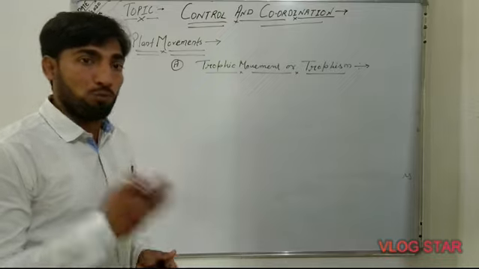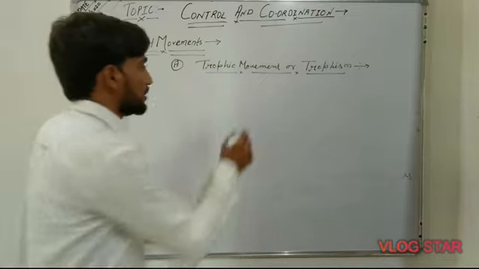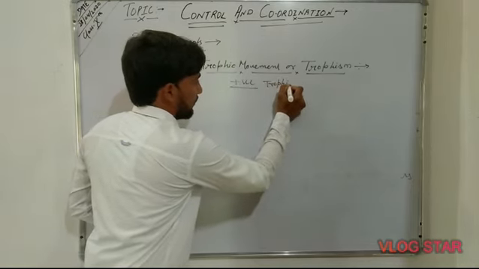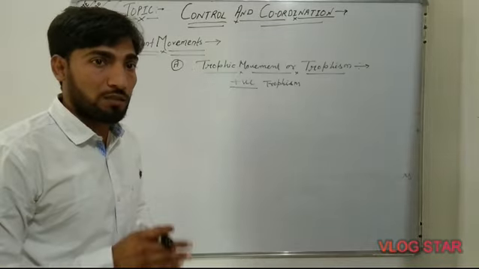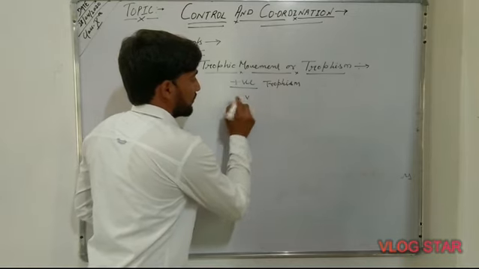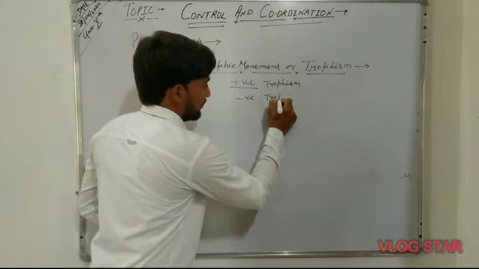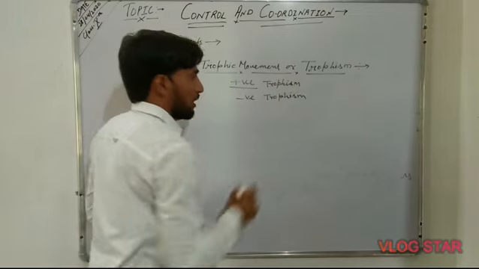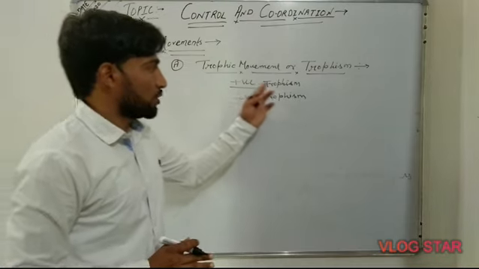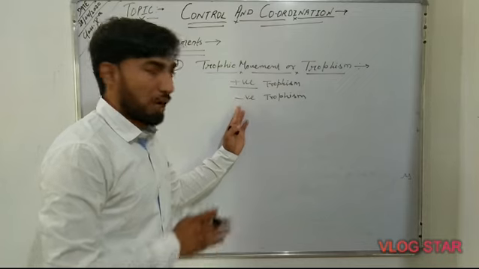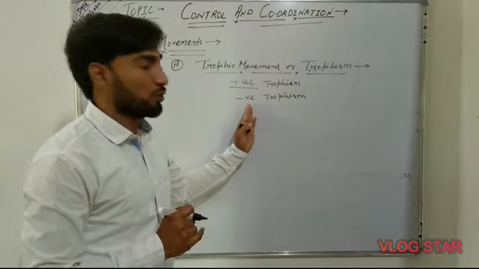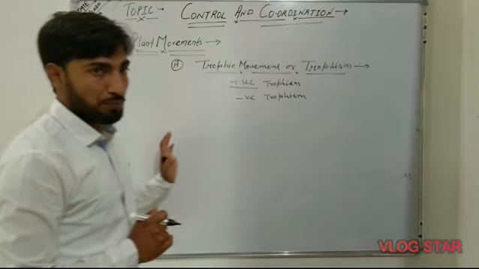If a plant part moves in the direction of a stimulus, then it is called positive tropism. And if a plant part moves away from the stimulus, then it is called negative tropism. So if a plant part moves towards the stimulus, it is positive tropism, and if it moves away from the stimulus or opposite to its direction, then it is called negative tropism.